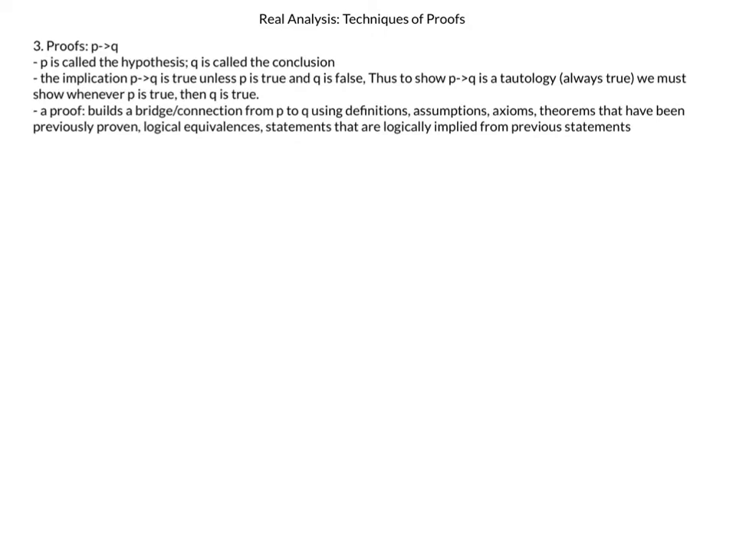In general, for proofs, we have some set of hypotheses that implies a conclusion. So P implies Q. P is called the hypothesis, Q is called the conclusion. And if you recall, the implication is true unless P is true and Q is false. Thus, to show P implies Q is a tautology, we must show whenever P is true, then also Q is true. And in general, proofs, you can think of it as building a bridge or a connection from P to Q using definitions, assumptions, axioms, theorems that have been previously proven, logical equivalents, and statements that are logically implied from the previous statements.